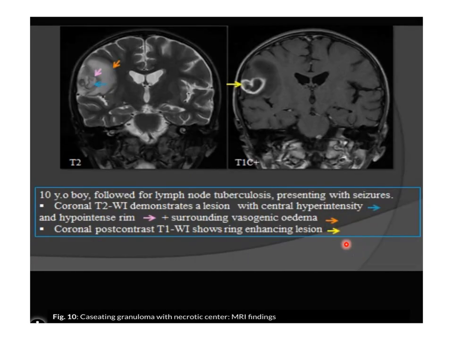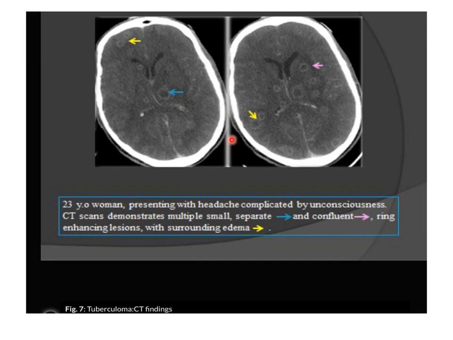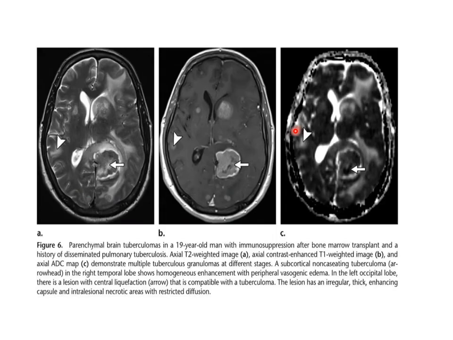And the third type is the caseating tuberculoma, which is hypointense with peripheral edema, and when we give contrast, there will be ring enhancement. This also is a CT. We see either a single or matted ring enhancing lesion. These are all tuberculoma. This is also tuberculoma, as we see, and it has restricted diffusion in ADC.